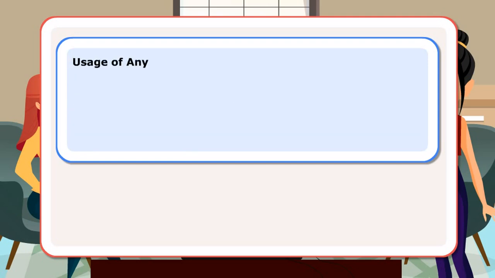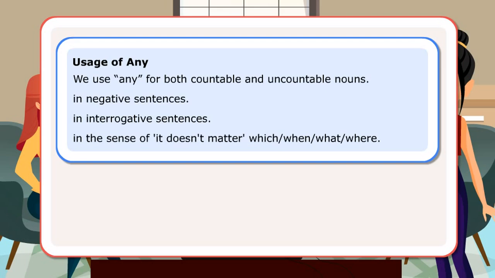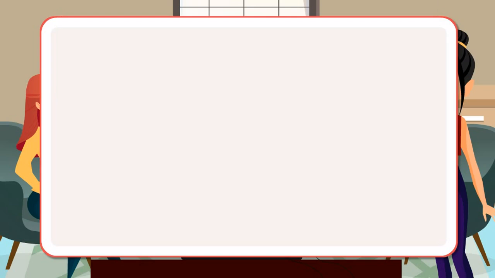Usage of any. We use any for both countable and uncountable nouns in negative sentences, in interrogative sentences, and in the sense of it doesn't matter which, when, what, where. Let us look at a few examples.